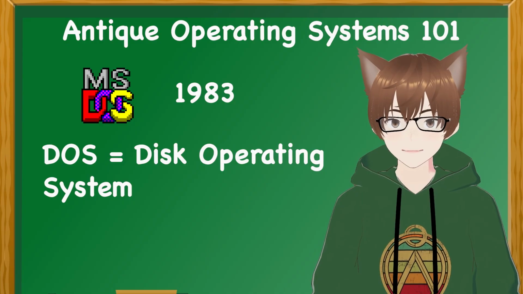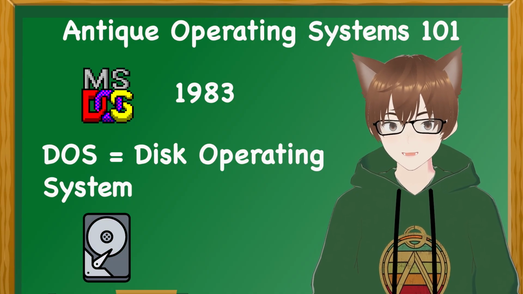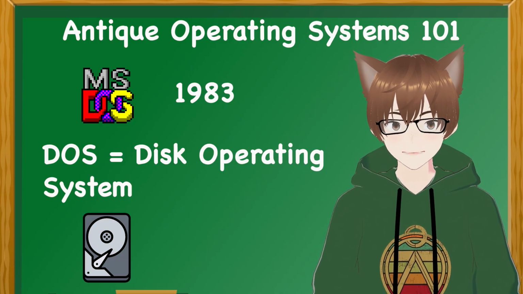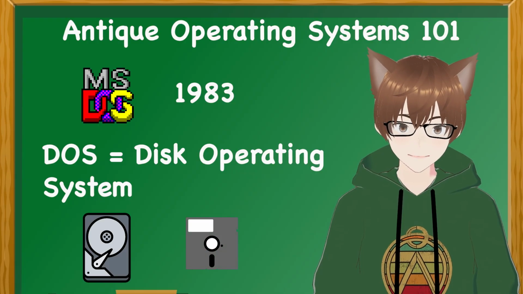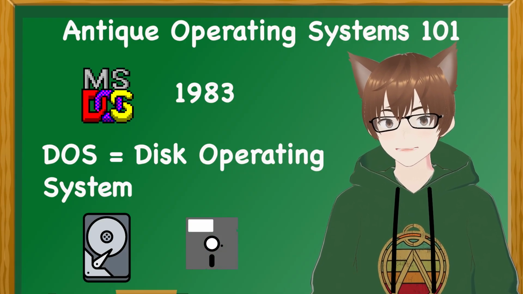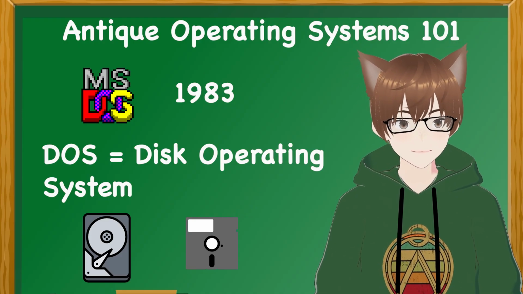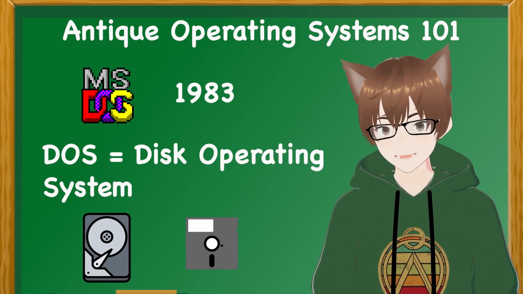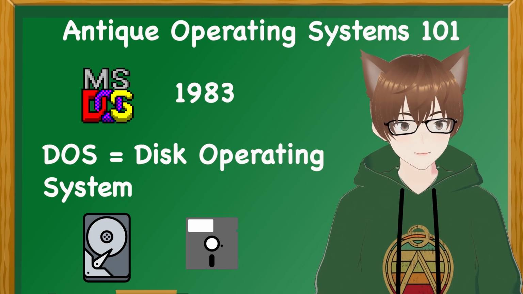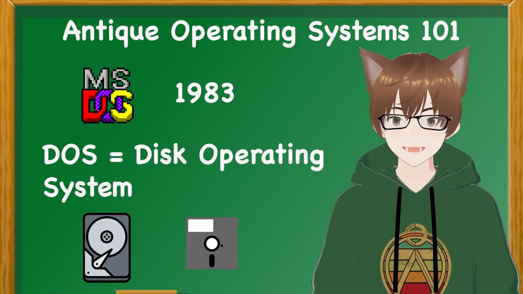It introduced support for hard drives, which was a huge deal at the time. Before this, most computers relied on floppy disks. Imagine having to swap disks constantly just to run different programs or access your files. Hard drive support meant more storage and faster access, truly revolutionizing how people used their PCs.